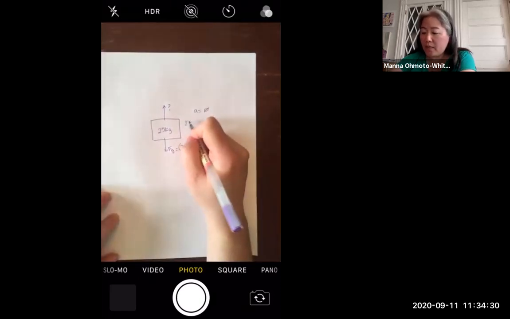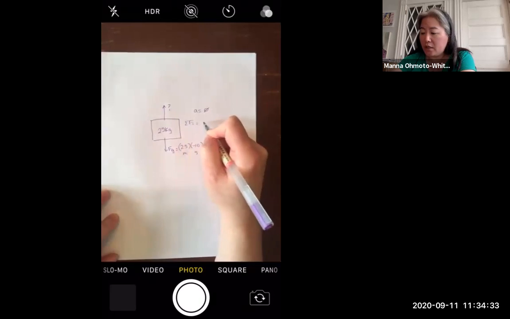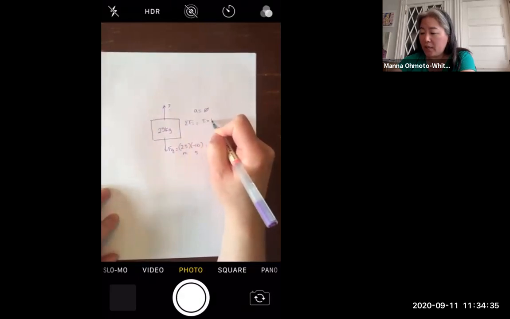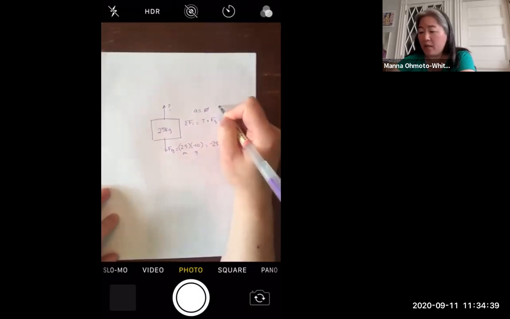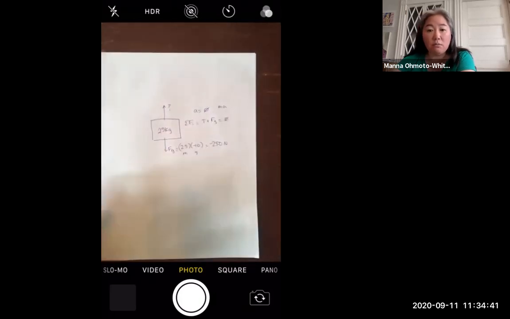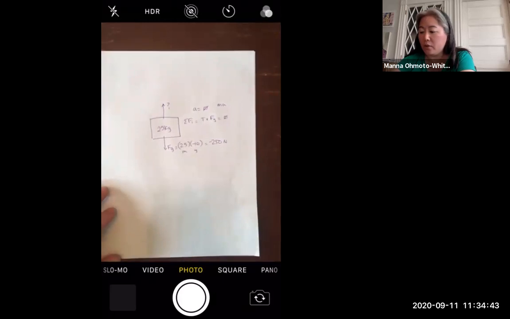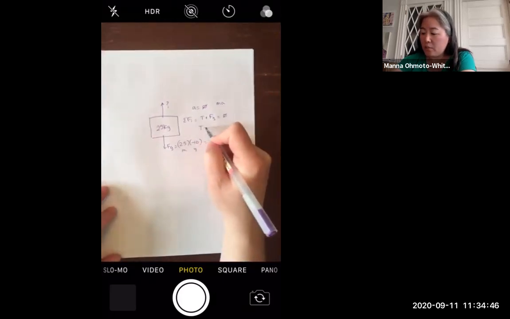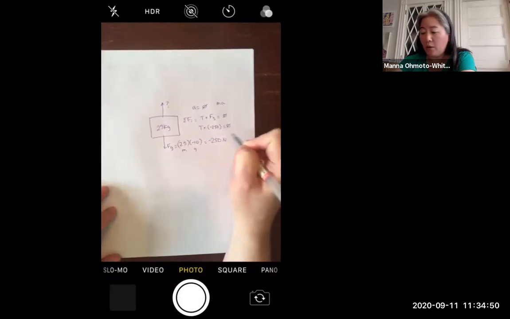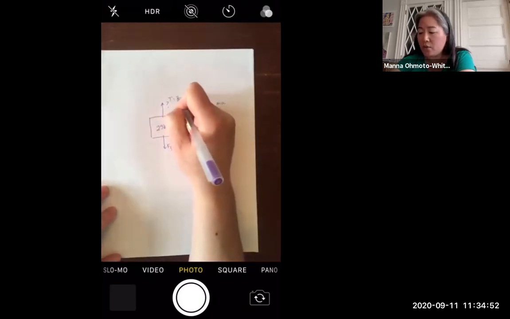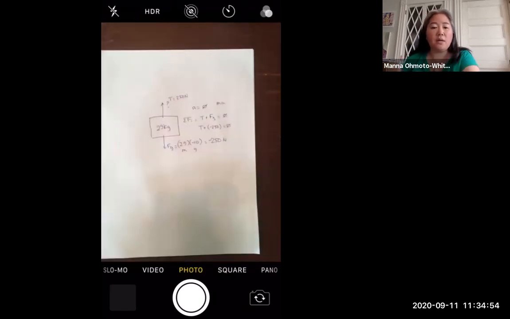So the sum of my individual forces, that's my tension plus my Fg, has to equal 0, because for ma, if a is equal to 0, everything will be equal to 0. So this tells me tension plus negative 250 is equal to 0. That's when tension is equal to 250 newtons in the positive direction.